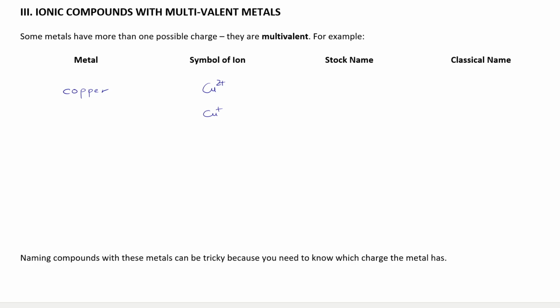There are 2 types of names, a stock name and a classical name. The stock name for copper 2 is just written as this, copper 2 in Roman numerals in brackets. And then copper 1 positive is just, as you probably have guessed, copper with 1 in brackets. There's also a classical name. The classical name for copper 2 is cupric, and copper 1 is cuprous.